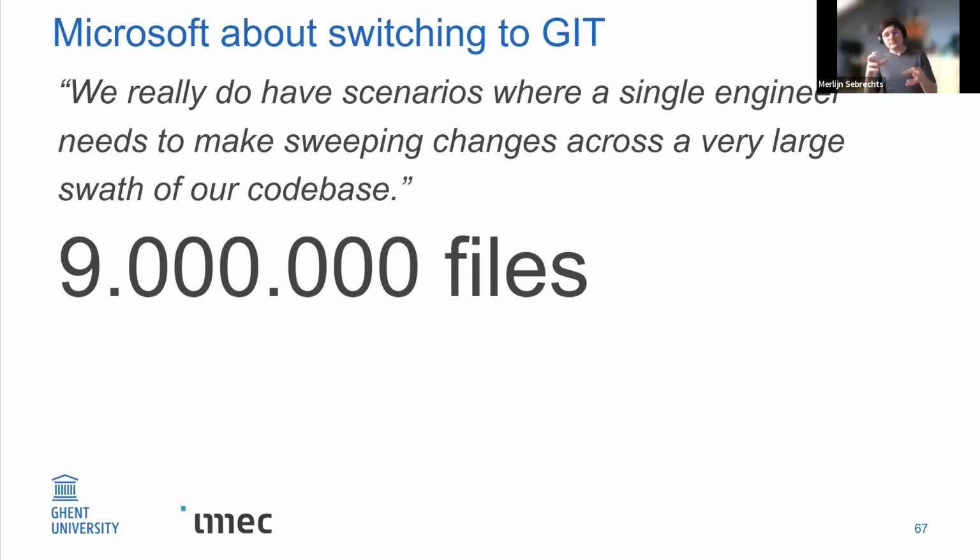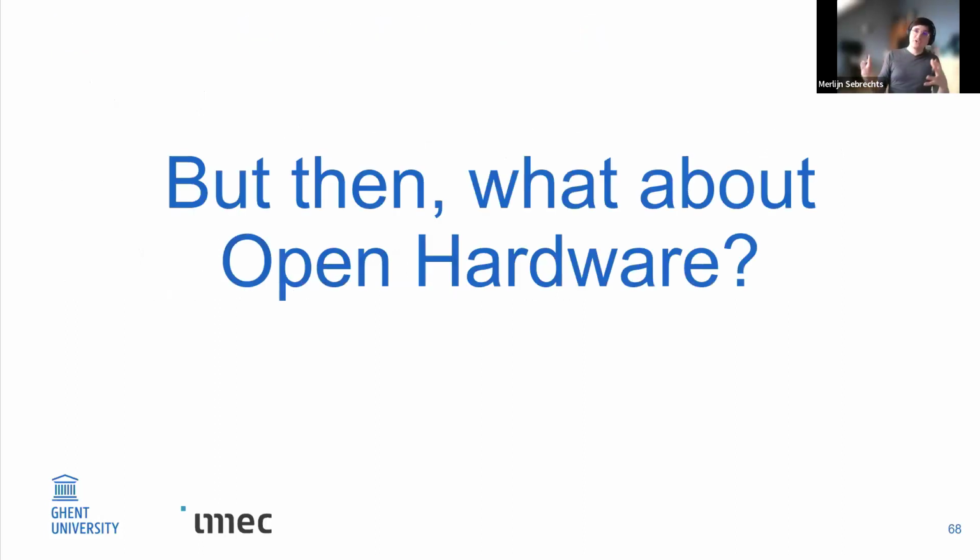However, Microsoft invested a lot of time in order to add functionality to Git, in order to be able to handle repositories with 9 million files, repositories of that large size. And so as a result, Git right now became even better simply because a company like Microsoft started using it.